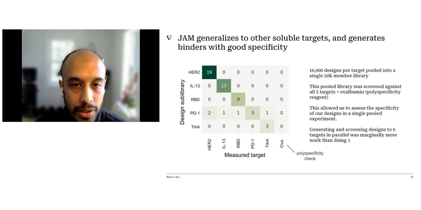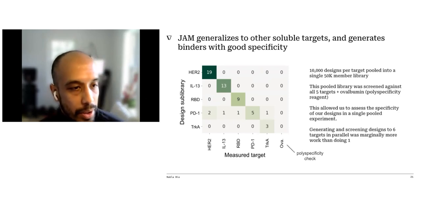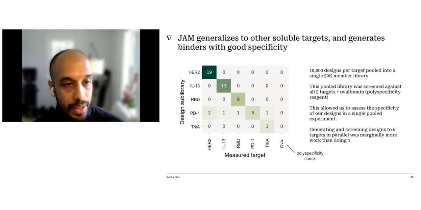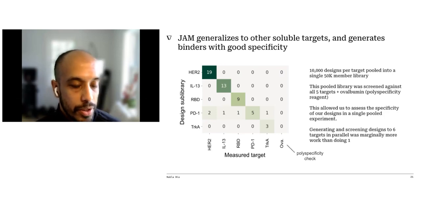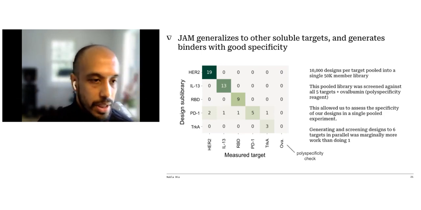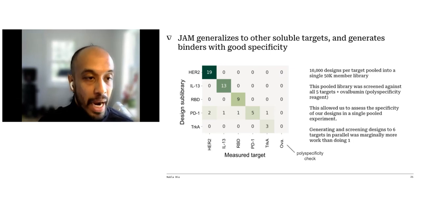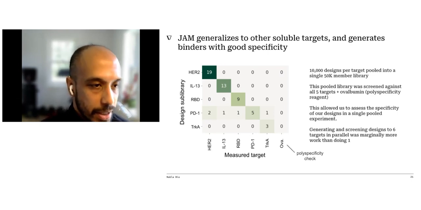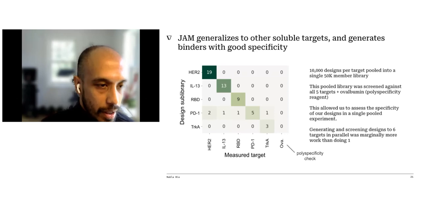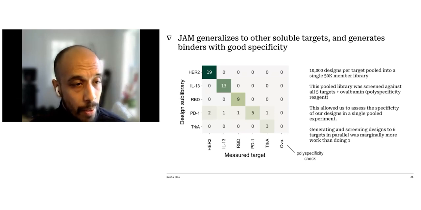So these are the results, and what I'm showing you here is rows refer to the library from which the designs come, and columns refer to the target that we measured binding against. So what's shown in this heat map are all of the binding designs that we saw to any target among those 50,000 designs.